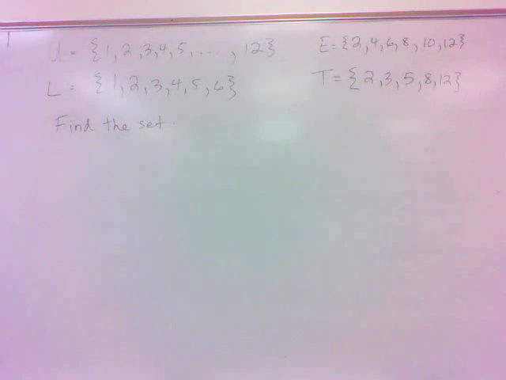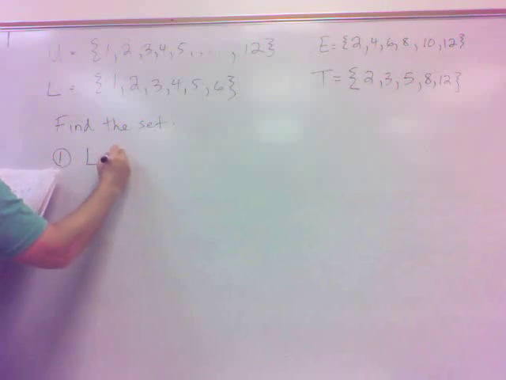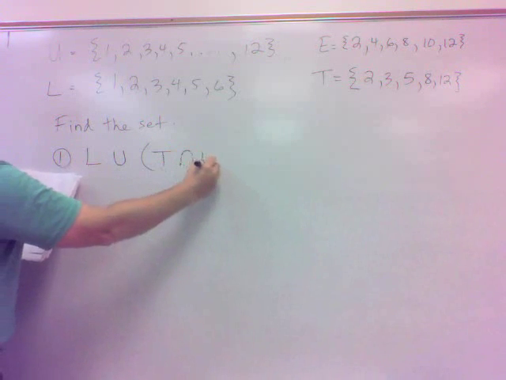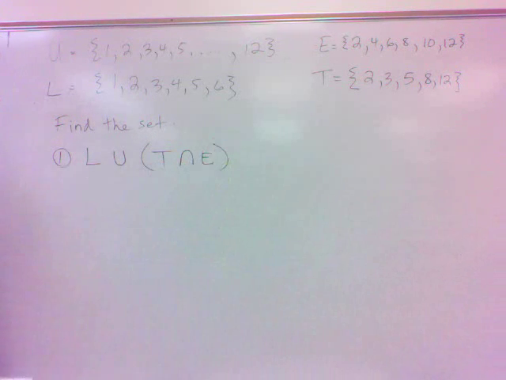The goal here is just to find the set that results from various operations. Number one, let's do this. L union, T intersect E. The deal is we're going to put together different sets different ways. And so in this case, we've got a union and we've got an intersection both. How do we do it?